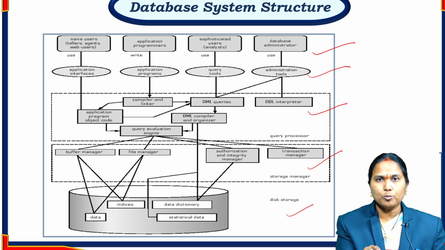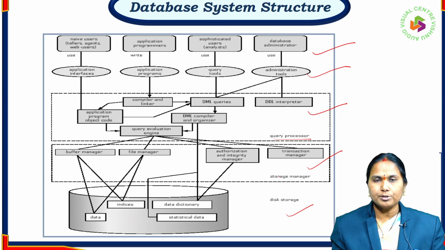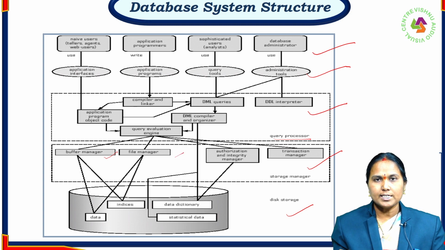First, the query posted by a particular user goes to the query processor module. In the query processor module, the DML compiler and organizer organize and interpret the query, which is passed to the query evaluation engine. After the overall meaning of the query is understood by the compiler, it is passed to the respective manager under the storage manager. In the storage manager, the managers available are the buffer manager, file manager, authorization and integrity manager, and transaction manager.